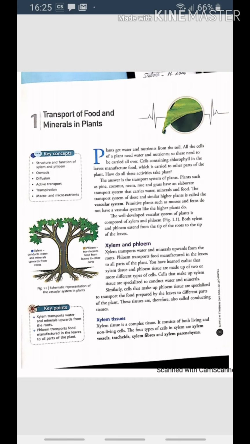So the movement of mineral ions from a region of their lower concentration to a region of their higher concentration is called active transport. This process involves the use of energy. Active transport is the opposite of diffusion. Now children, see the transport of water and minerals.